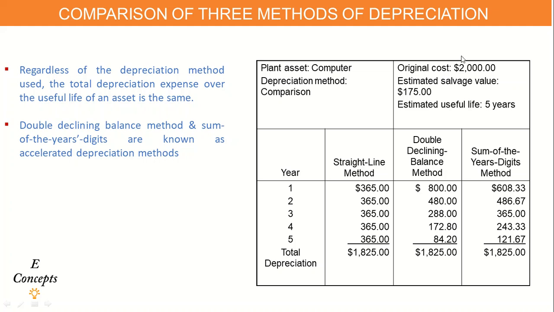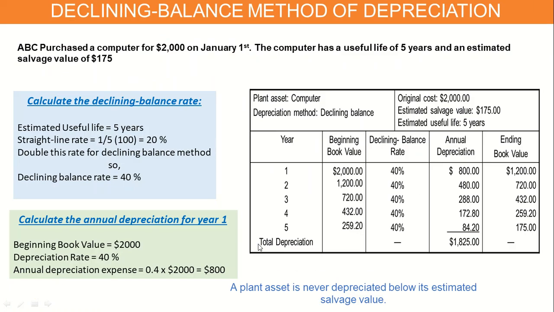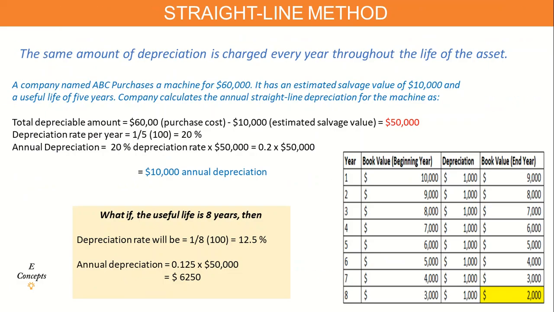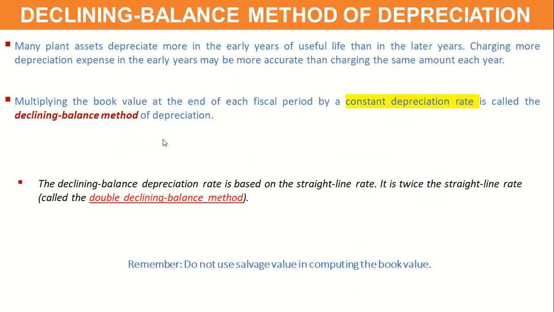We have original cost $2000 and salvage value $175. So what will be the depreciation amount? That will be $2000 minus 175, and that will be $1825. So what will be the depreciation rate for the straight line method? It will be 20%, as we calculate in this example. 1 over 5 times 100%, 20%.